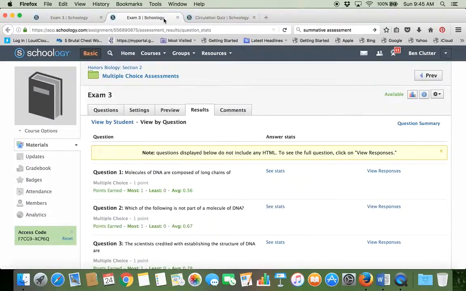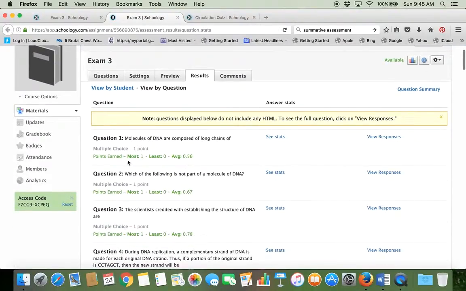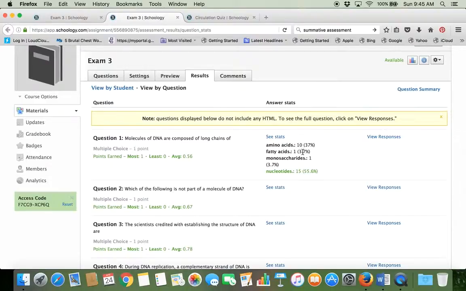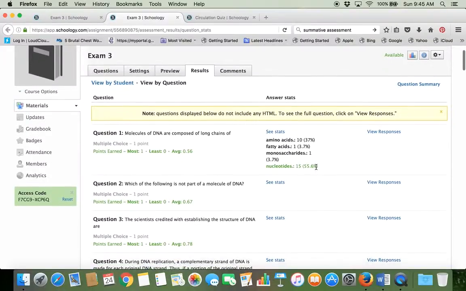I can also, with the same test, take a look at, all right, so I look at this question. Oh, this question right here, only about 56% of the students got it correct. And so I can actually see specific stats as far as what they answered most frequently. Most did get that the answer was nucleotides, but one person put monosaccharides, one person put fatty acids, and 10 people put amino acids. So again, that might be something where I go back, reteach, or reevaluate student learning, try to figure out why they're picking amino acids over nucleotides for this particular question.